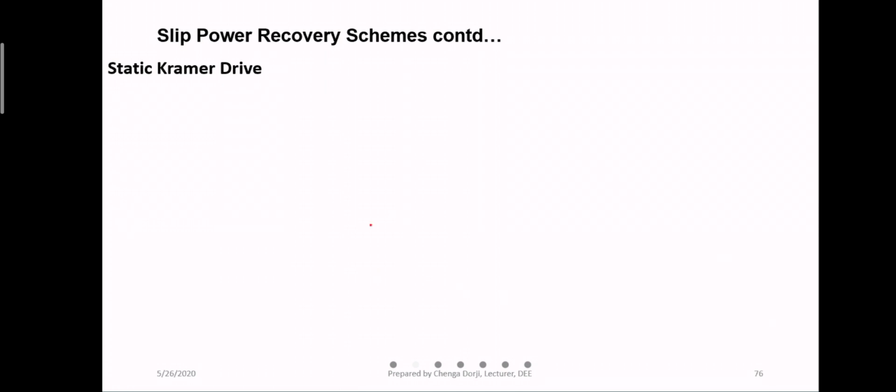Now, whatever we have done till now, the Kramer and the Scherbius systems, was the conventional method, meaning rotating parts were used there. Now if you replace the rotating parts by power electronics devices such as IGBT switches or SCRs, then it becomes static. So in Kramer, if you replace the motor generator set by thyristors, IGBTs or MOSFETs, then you get the static Kramer drive.